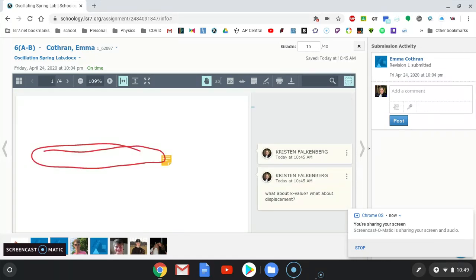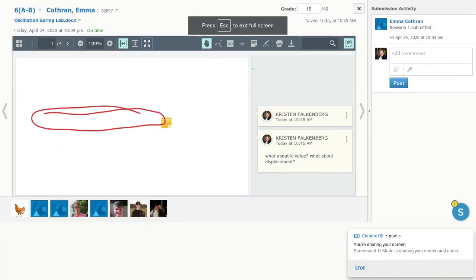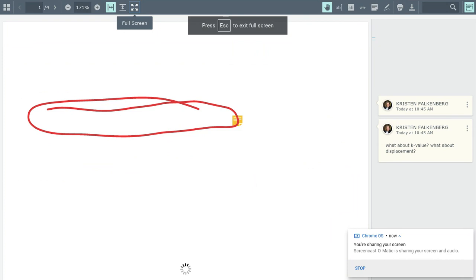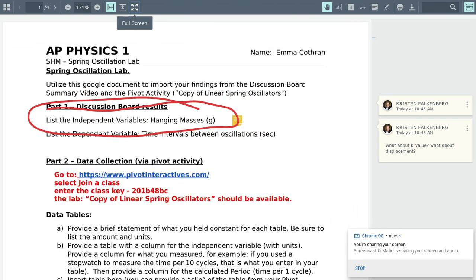Hey Emma, I wanted to give you some verbal feedback to go with my markups. I don't have very many markups, but I wanted to talk about them because there's a little bit more work you need to do. I have a feeling you might not have watched the videos of the pivot activity and also the summary of the results.